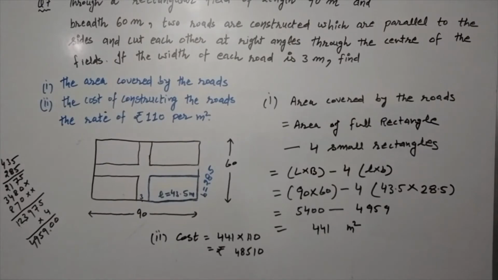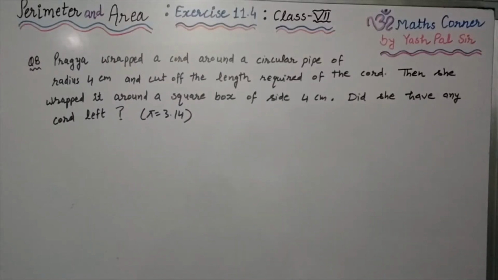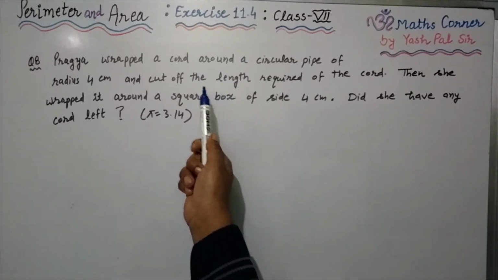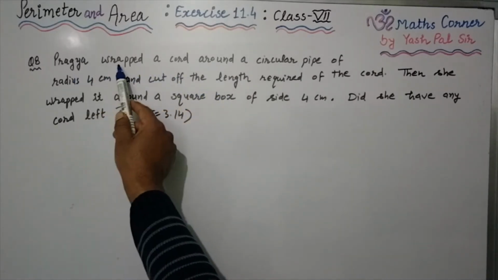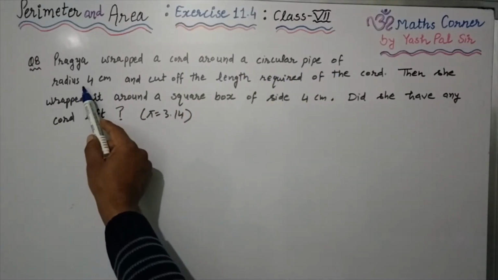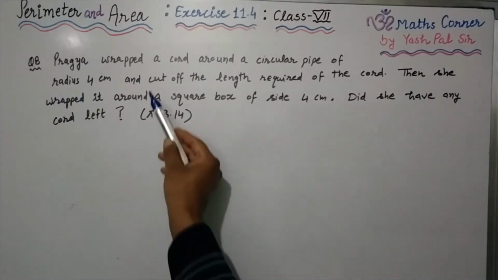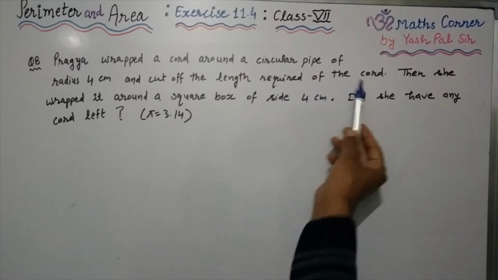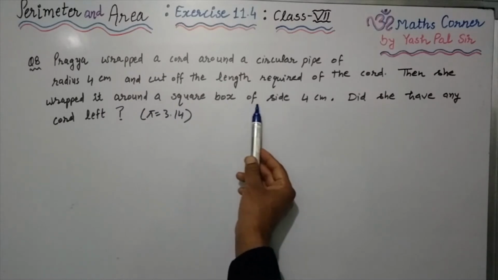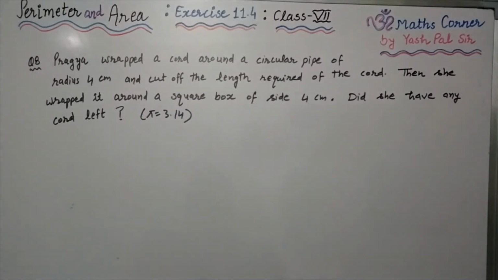Now coming to the next question, question number 8. Very interesting question. Pragya wrapped a cord. Cord means string, or we can say thread. Pragya wrapped a cord around a circular pipe of radius 4 cm and cut off the length required of the cord. Then she wrapped it around a square box of side 4 cm. Did she have any cord left? Use pi is equal to 3.14.